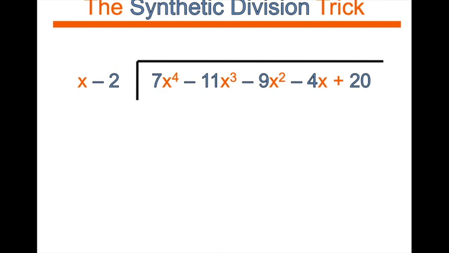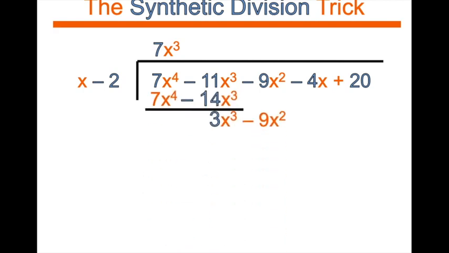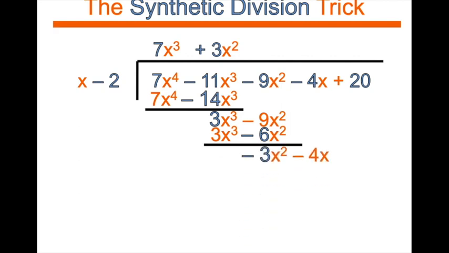Alright, so let's just review long division really quickly. You would ask yourself, how many times does x go into 7x to the fourth? You put that number up on top, distribute through, subtract the rows. Then you ask yourself again, how many times does x go into 3x to the third? Put that number on the top, distribute all the way through, subtract the lines. How many times does x go into negative 3x squared?